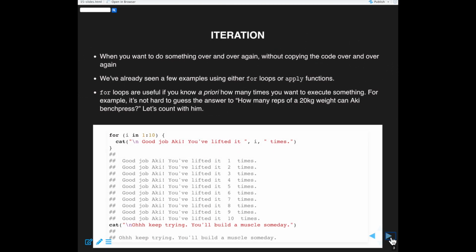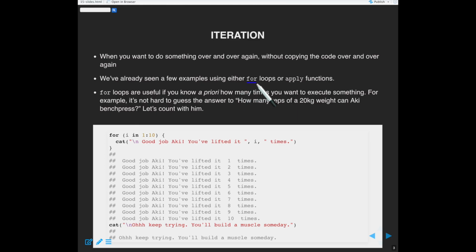other aspects of gene finding that are used in practice and some of the industrial strength software that's out there. Okay, so iteration, which we've already seen a few examples of in different forms, including a few for loops and some apply statements here and there. I wanted to cover it a little bit more carefully here.